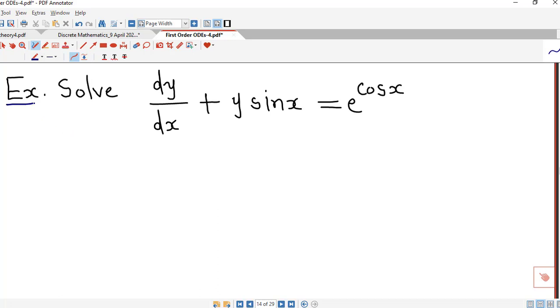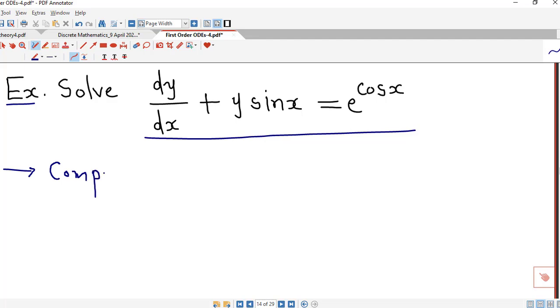Here we start with this example. Solve the differential equation dy by dx plus y sin x equal to e to the power cos x. We can see this equation is already in that standard form.